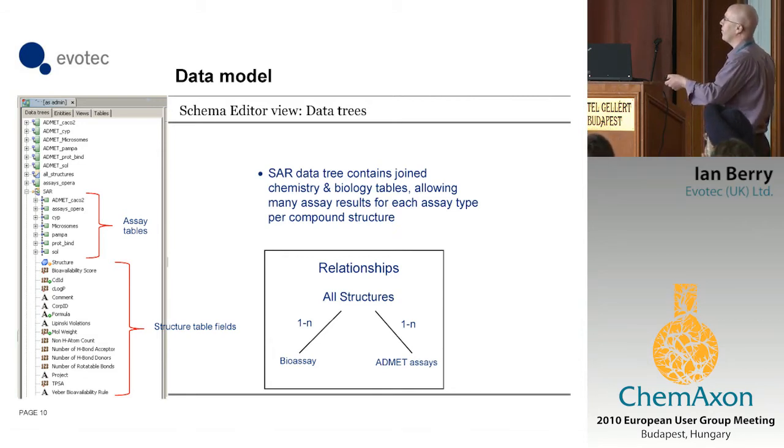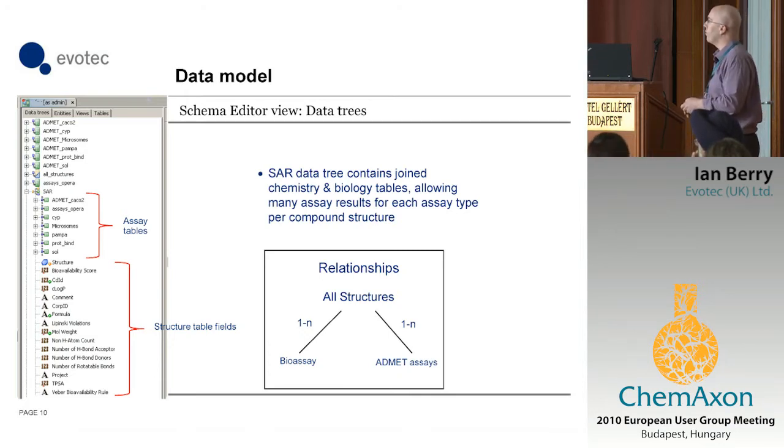So we've got some assay tables here, and then we've got some structure data table fields over here, with the calculators and some of the other options we've got. And then for the SAR data tables, we've got the structures linked to one-to-many bioassay data results and one-to-N ADMET assay data results. The ADMET coming from the UK and the bioassay from Hamburg.